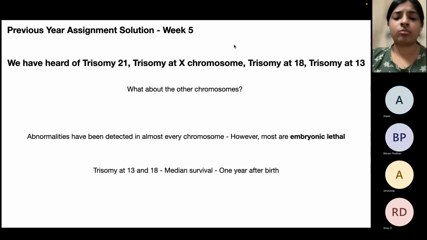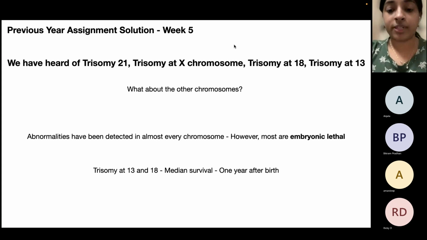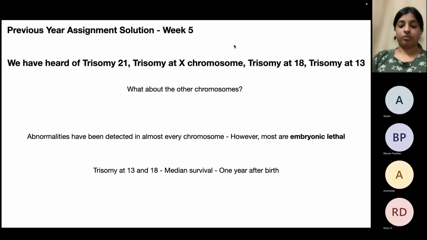Abnormalities have been detected in almost every chromosome. Like every chromosome can have non-disjunction happening. However, most are embryonically lethal. They result in spontaneous miscarriages and stillbirths, because of which they are not really having any clinical manifestations. Even trisomy 13 and trisomy 18 have such severe effects that the median survival of the baby born is just 1 year. Trisomy 21 and trisomy of the X do not affect lifespan as much, and the patients are often long living.